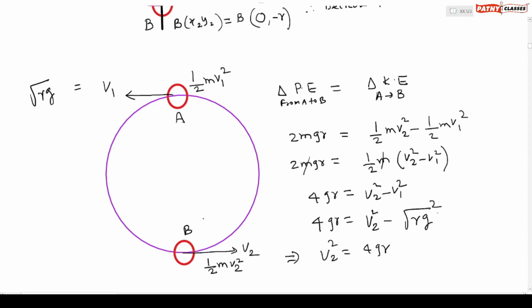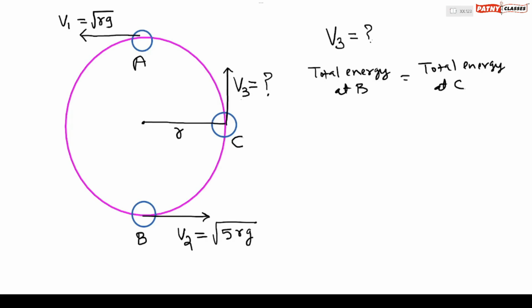Squaring that, the root goes away, and minus rg comes to the left side, becoming plus rg. Therefore, v2 square equals 5rg. Taking square root on both sides, we get v2 equals under root of 5rg. Therefore, we got the expression for v2. v2 is the velocity of the particle at position B, and v2 equals under root of 5rg.